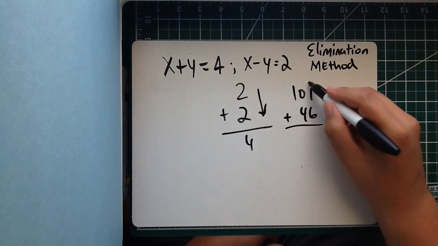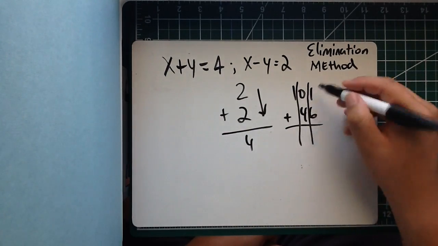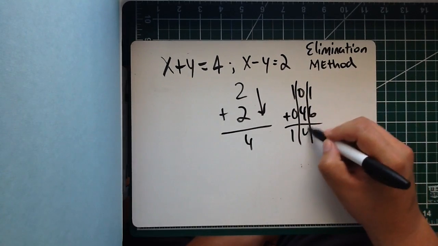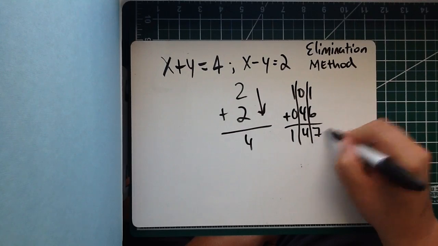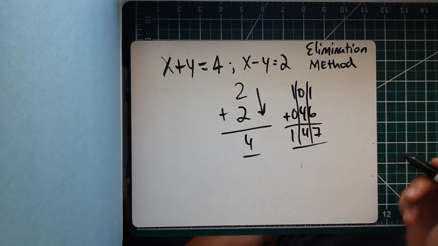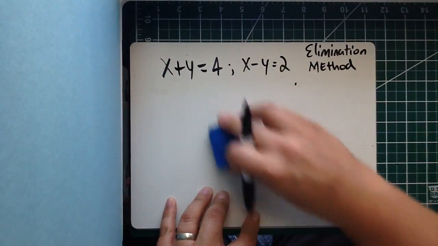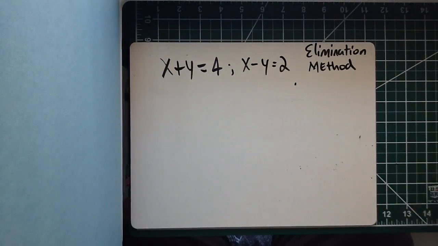This would be 4, and you kind of break this up in parts, in columns. This is 1 plus 0 is 1, 0 plus 4 is 4, 1 plus 6 is 7. And then you have your answers, correct? And we're going to use this same idea for these type of equations.